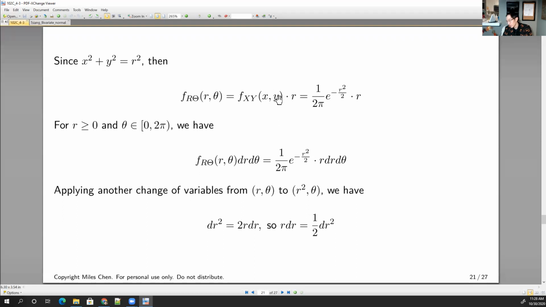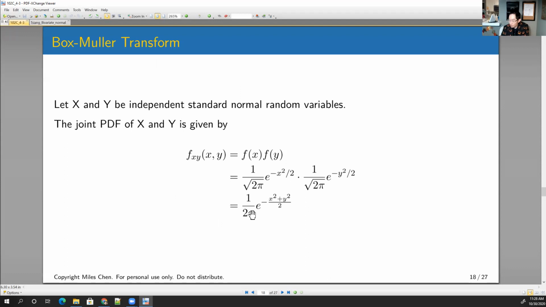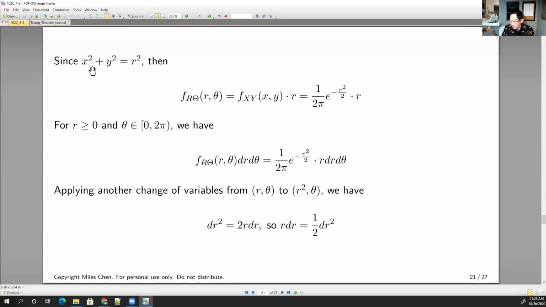And then, what was the PDF, the joint distribution of x and y? That was back here, 1 over 2 pi e to the negative x squared plus y squared over 2. And when you switch from Cartesian to polar, the relationship is that x squared plus y squared equals r squared. So we can replace that numerator in the exponent with r squared. So now my function is 1 over 2 pi e to the negative r squared over 2 times r.